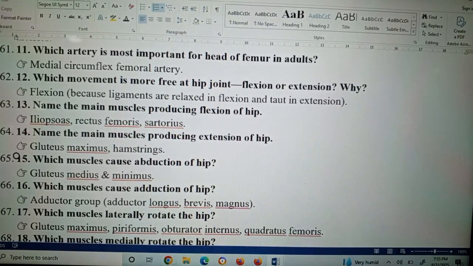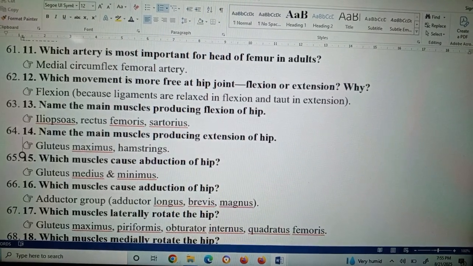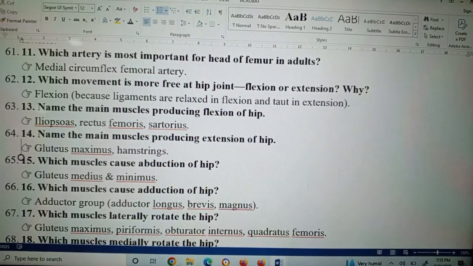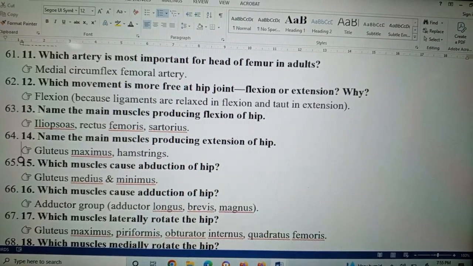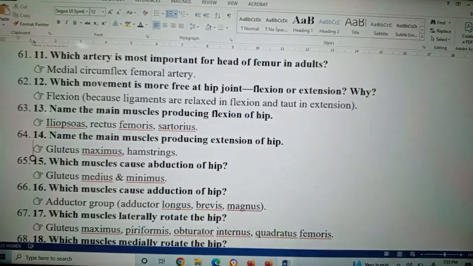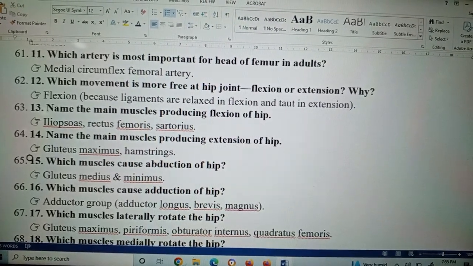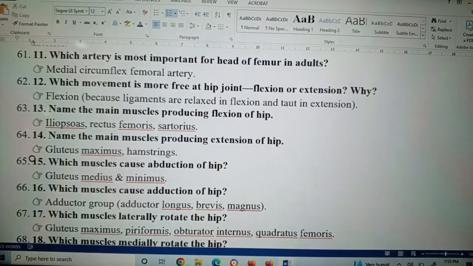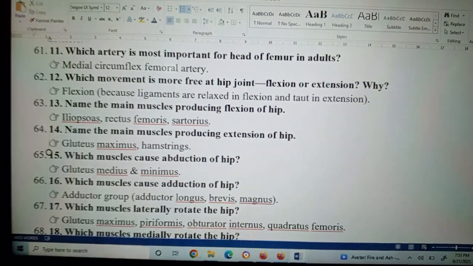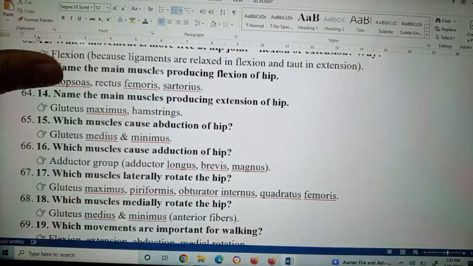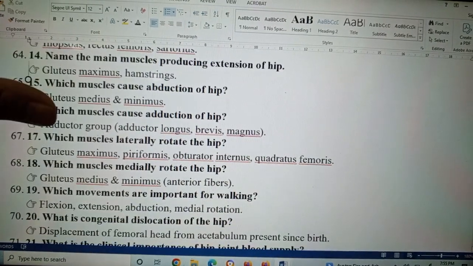Name the main muscles for producing flexion of the hip. Iliopsoas, rectus femoris, sartorius, which we have discussed. Name the main muscles producing extension of the hip. Gluteus maximus and hamstring muscles. Which muscles cause abduction of the hip? Gluteus medius and minimus, supplied by the superior gluteal nerve. Which muscles cause adduction of the hip? Adductor group: adductor longus, brevis, and magnus.